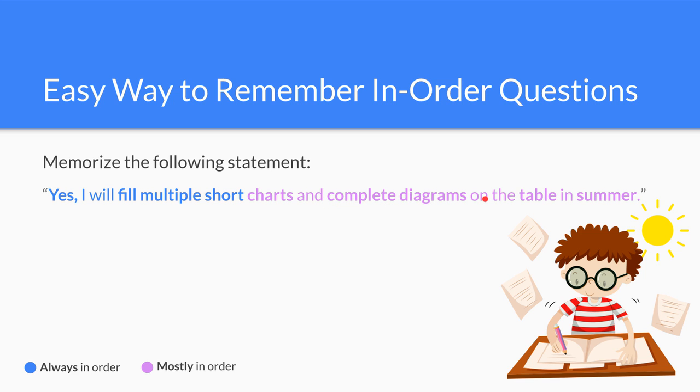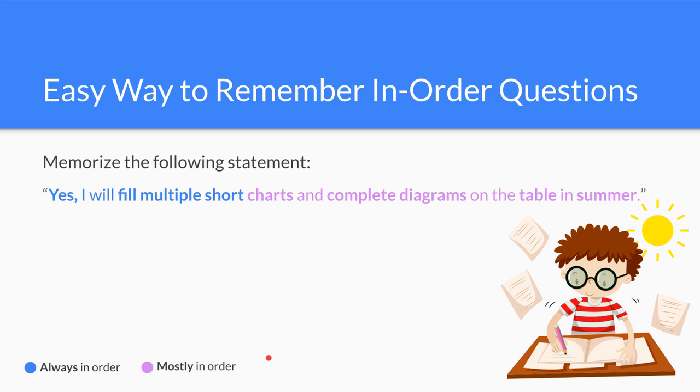What that means is that this is a tool to help you memorize which questions are always in order and which questions are mostly in order. So these questions here, the questions that these words represent here in the blue color, are the questions that are always in order. Here in the purple color, we have questions that are mostly in order, most of the times. And then, of course, any questions that are not included here are going to be the questions that are not in order.